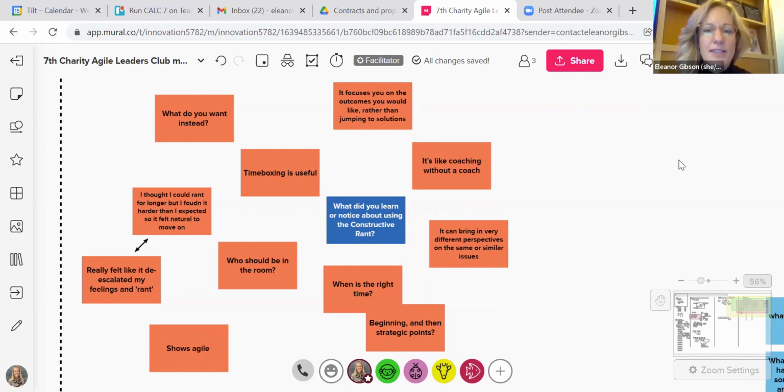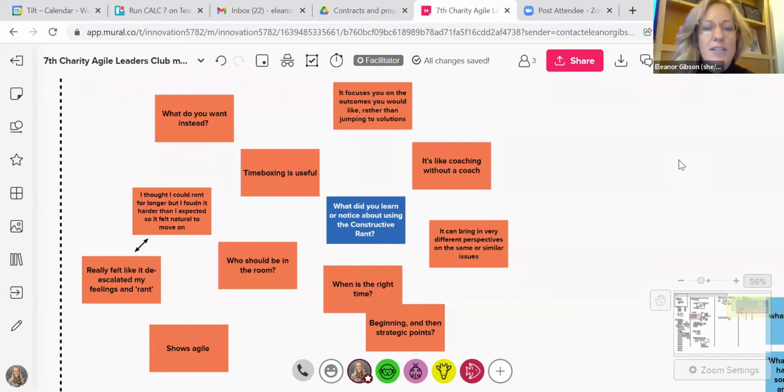They also reflected that there were some key times that could be particularly useful, for example, at the beginning of working together, then at strategic points. It can also be a great thing to do when there's conflict in a group, or you can see that there's a particular challenge that a group are struggling with.